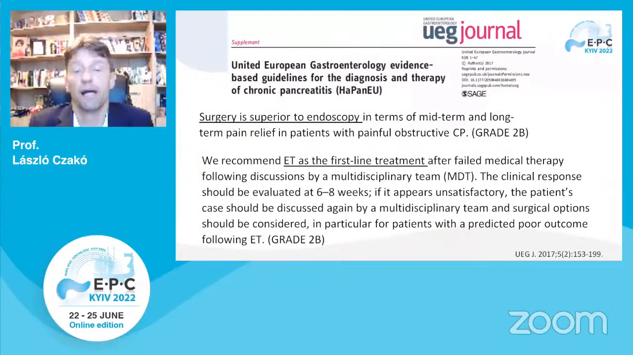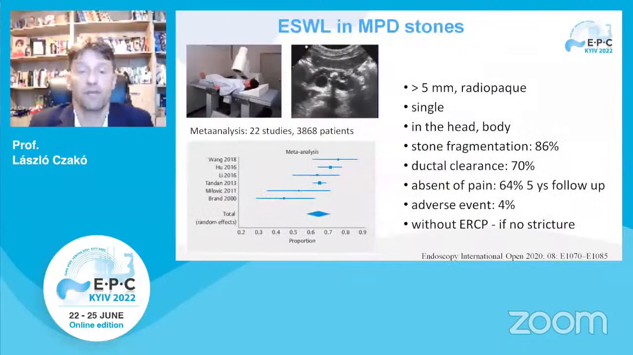The recent European guidelines state that surgery is superior to endoscopic therapy in pain relief. However, they still recommend endoscopic therapy as the first-line treatment after failed medical therapy, following discussion by the multidisciplinary team. The clinical response should be evaluated at 6 to 8 weeks. If it appears unsatisfactory, the patient case should be discussed again and surgical options should be considered. What can endoscopy do in chronic pancreatitis?